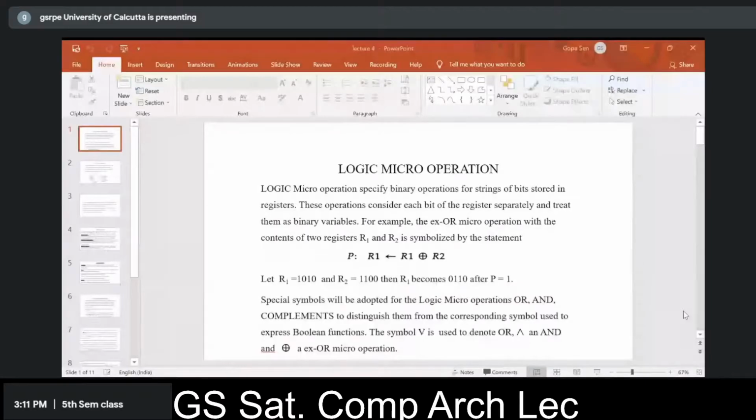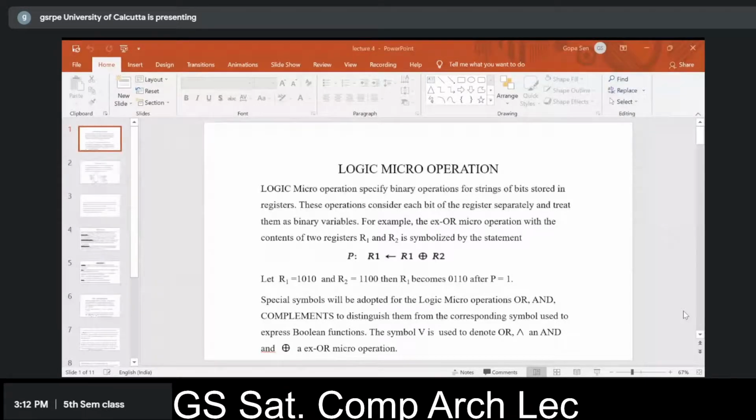Micro operations. We have already discussed that there are 4 different types of micro operation. And what is a micro operation? A micro operation is the most elementary operation that is executed on the numeric and/or non-numeric data stored in the registers. Now there are 4 types of micro operation.